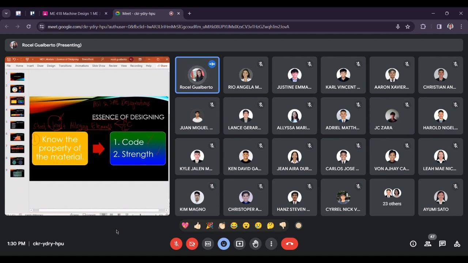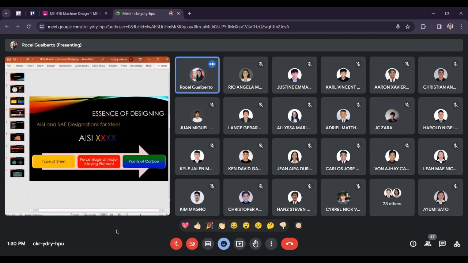Now, how do they name the steel, and how do we know which alloying elements are in it? They use codes. So, what codes do we use? You have the AISI or SAE, followed by a four-digit number. That is the code they use.